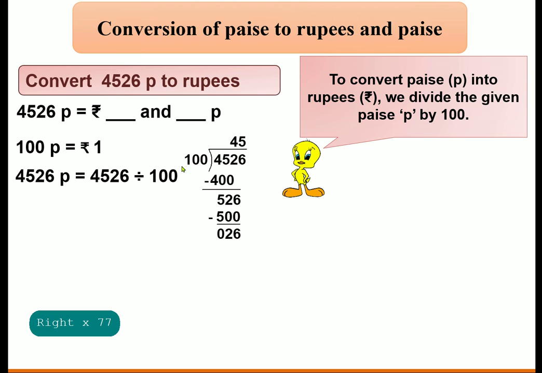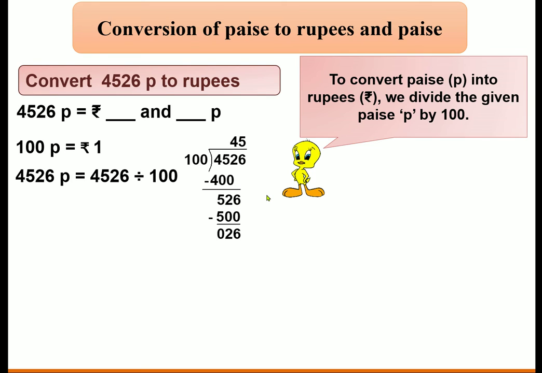Here we have to divide the dividend 4526 by the divisor 100. So 100 fours are 400. Just write 4 here and 400 here. Then subtract 0 from 2, we get 2. Subtract 0 from 5, we get 5. Subtract 4 from 4, we get 0. Then taking the 6 downwards, the value will become 526.